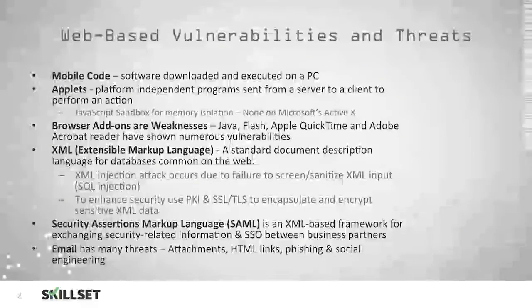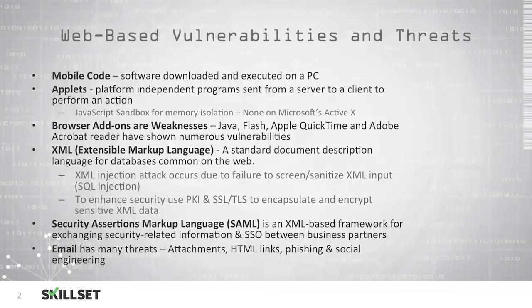Mobile code is software that is downloaded and executed on a personal computer. Applets are platform-independent programs which are sent from a server to a client to perform some action. JavaScript is one example of an applet, and it uses memory isolation in order to protect from malicious software being run on a user's system. There is no such system on Microsoft's ActiveX technology, therefore it is considered to be less secure.